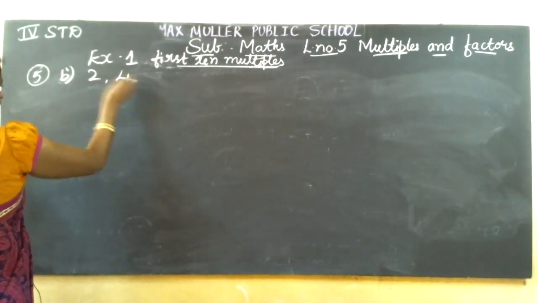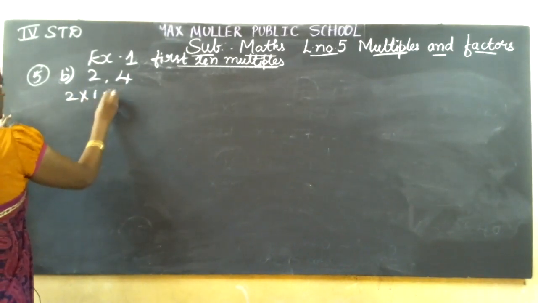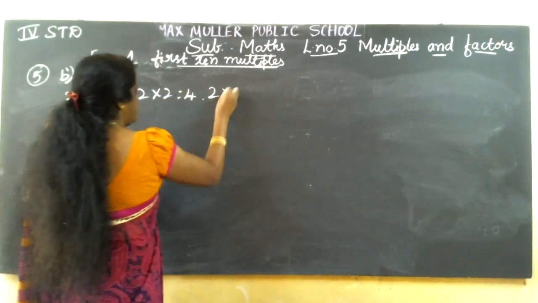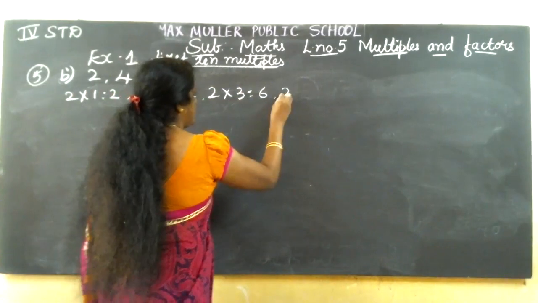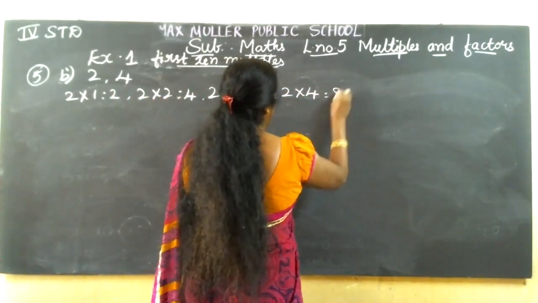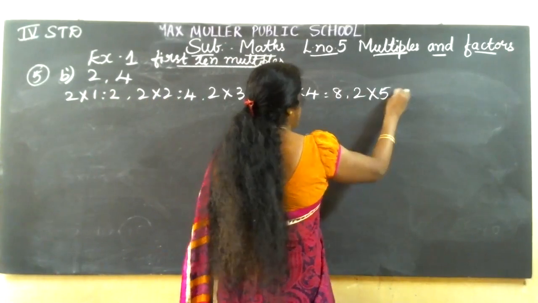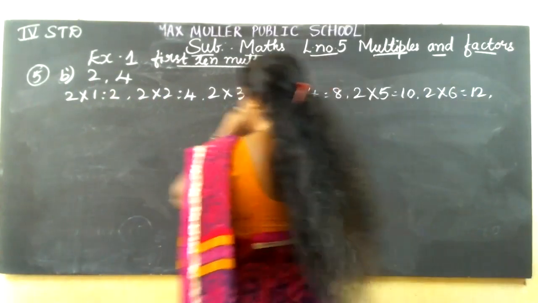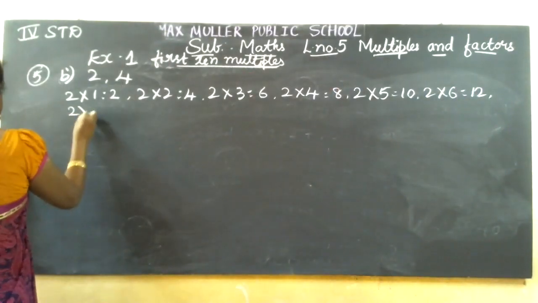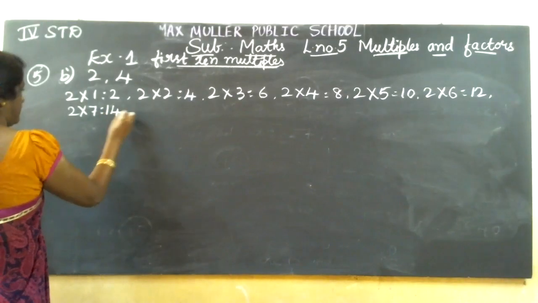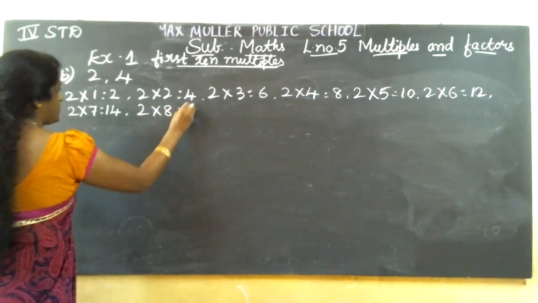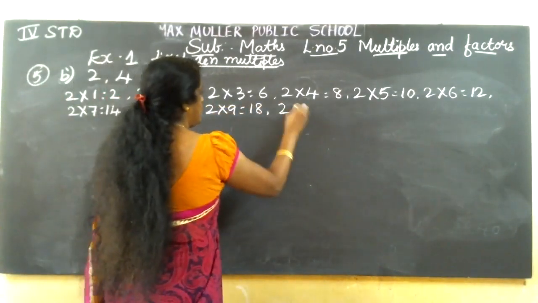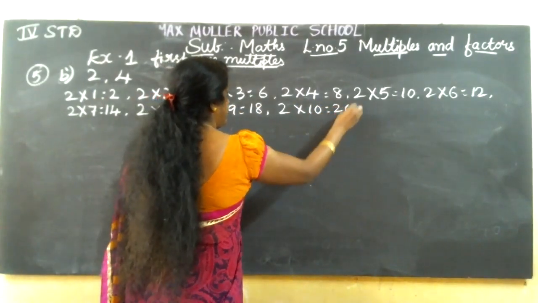2, 4. These are the pair. Right. 2 1s are 2. 2 2s are 4. 2 3s are 6. 2 4s are 8. 2 5s are 10. 2 6s are 12. 2 7s are 14. 2 8s are 16. 2 9s are 18. 2 10s are 20.